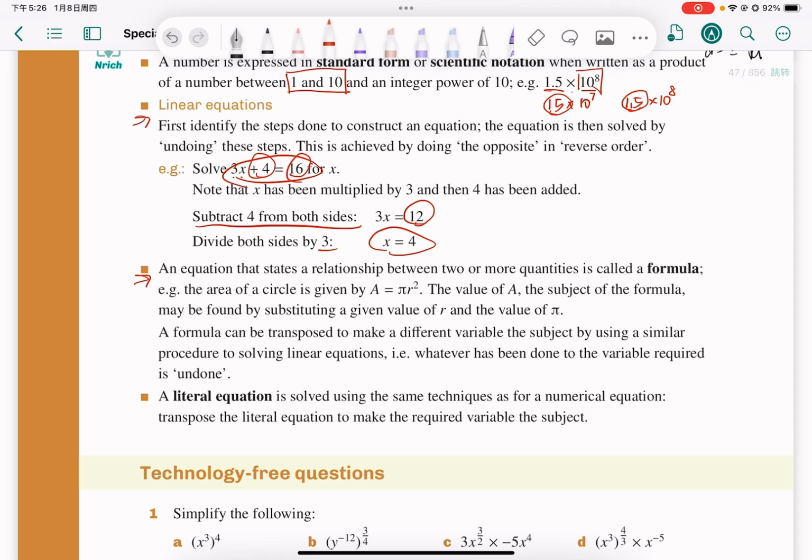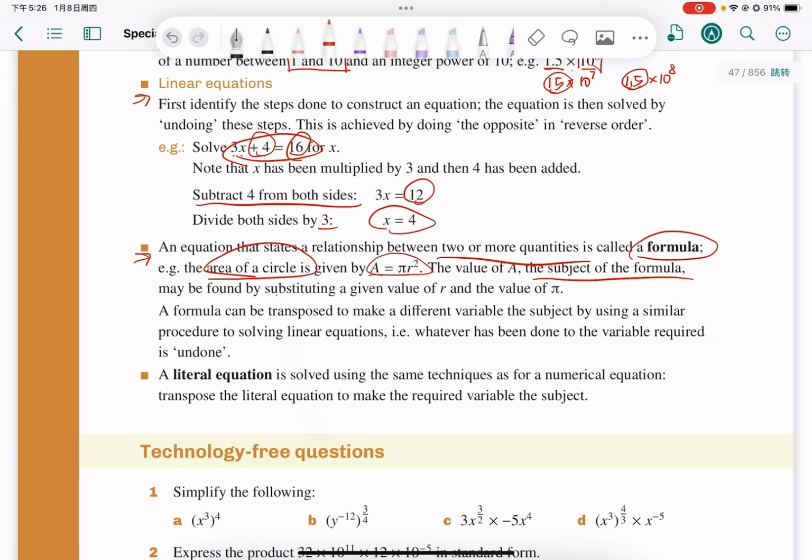An equation that states a relationship between two or more quantities is called a formula. For example, we have the area of the circle is equal to pi times radius squared. The value of A, the subject of the formula, may be found by substituting a given value of r and then the value of pi. So if we have a radius, for example 1, then we know the area is equal to pi if the radius is equal to 1. Okay?